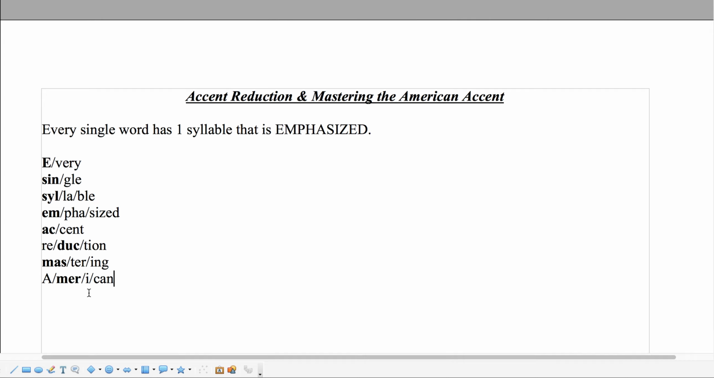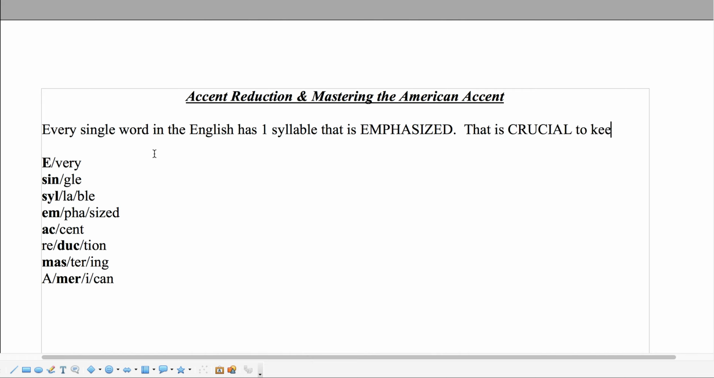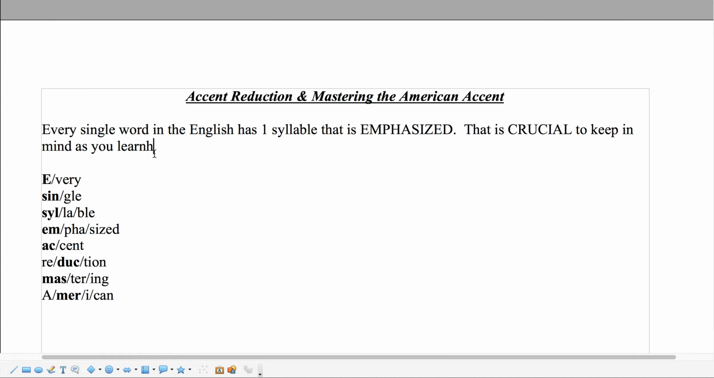So let's just try these. American, right? American. And then accent. All right. So hopefully this is helpful. We're going to definitely weave this into other videos as well. But yes, every single word in the English language has one syllable that is emphasized. And that is crucial to keep in mind as you learn and study and master English communication. Thank you very much.